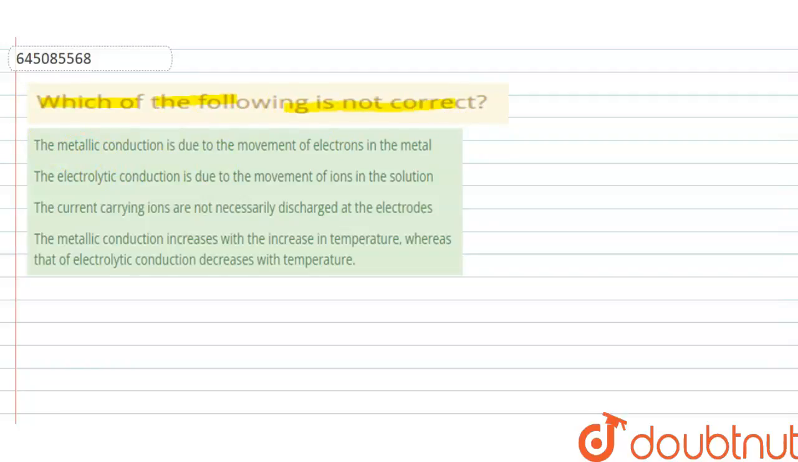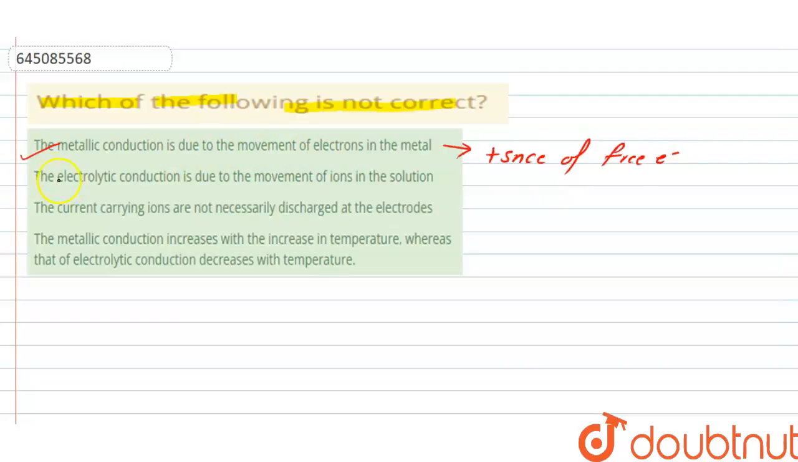Hi everyone, so the question is which of the following is not correct, and here we have 4 options. In option A we have given that metallic conduction is due to the movement of free electrons in metal. This one is true because metals are good conductors of electricity, and in metal electricity flows due to the presence of free electrons. So that is why A is correct.